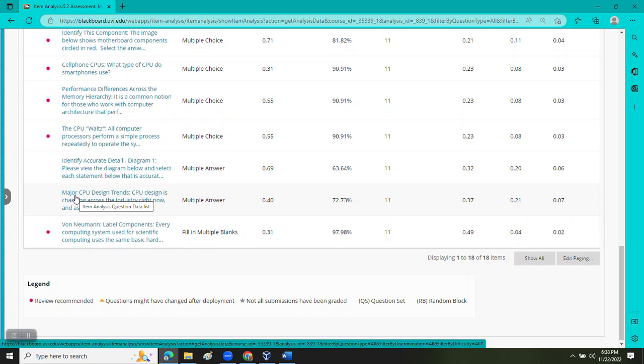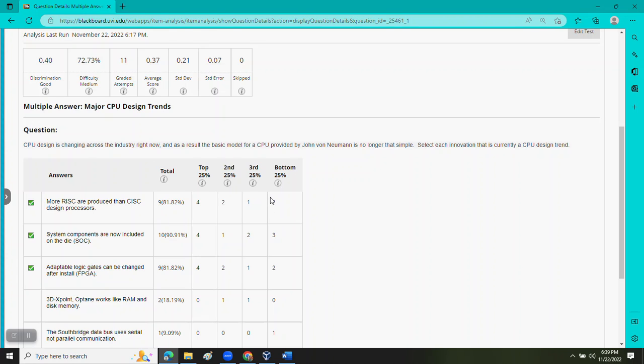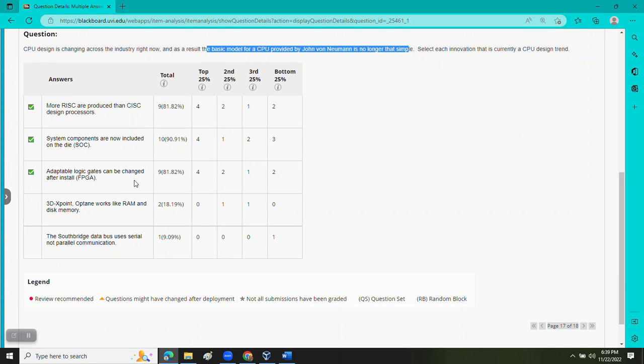Our last item is a multiple answer item. I don't think, yeah, the von Neumann was fine. Our last multiple answer item reads, CPU design is changing across the industry right now, and as a result, the basic model for a CPU provided by John von Neumann is no longer that simple. I mean, it's still the same basic plan, but it's getting very complicated. Select each innovation that is currently a CPU design trend.